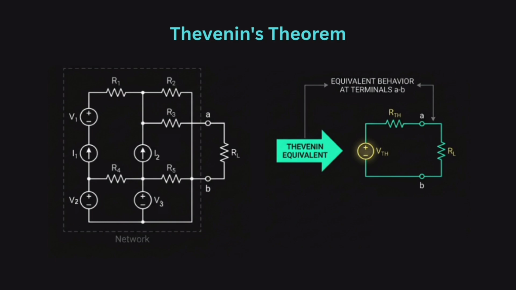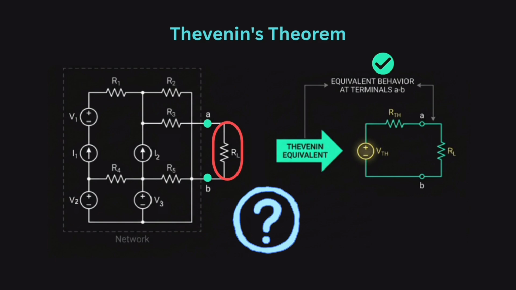We already know how to solve circuits using nodal analysis, mesh analysis, and superposition. But sometimes solving the entire circuit is unnecessary. If we are interested in what happens at just one pair of terminals, Thevenin's theorem can reduce the entire network to a very simple equivalent circuit. So let's understand exactly how to do that.